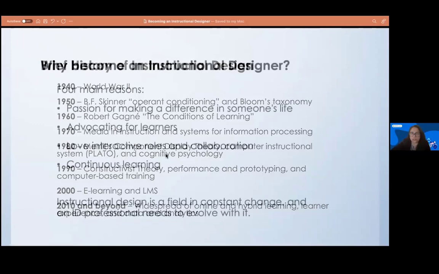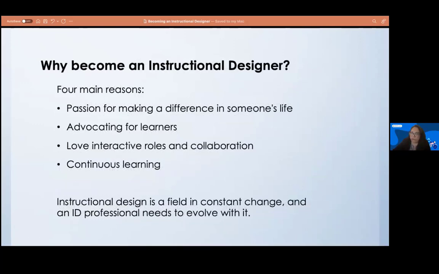So why become an instructional designer? I will give you 4 main reasons. If you have the passion for making a difference in someone's life, advocating for learners, love interactive roles and collaboration, and you are a learner yourself, well, then this field is right for you, because you will put your expertise and skills to work. Instructional design is a field that is in constant change, and ID professionals will need to evolve with it.